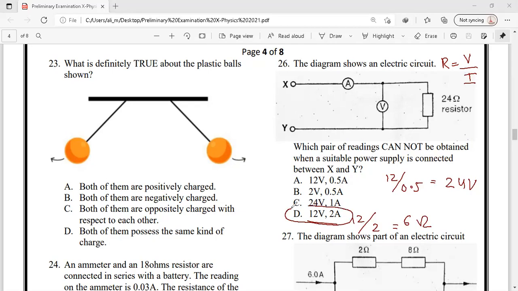Voltage and current readings could not be these 12 volts and 2 ampere in this case. In all these three options, the value of V over I would be equal to R, that is 24 ohms. So the correct answer is option D.